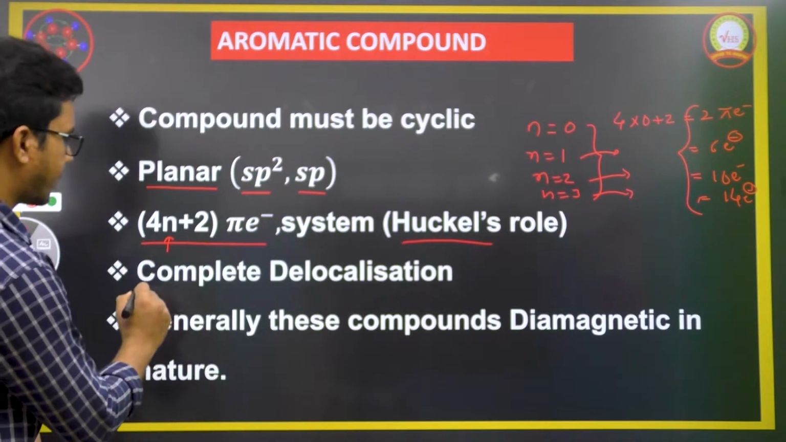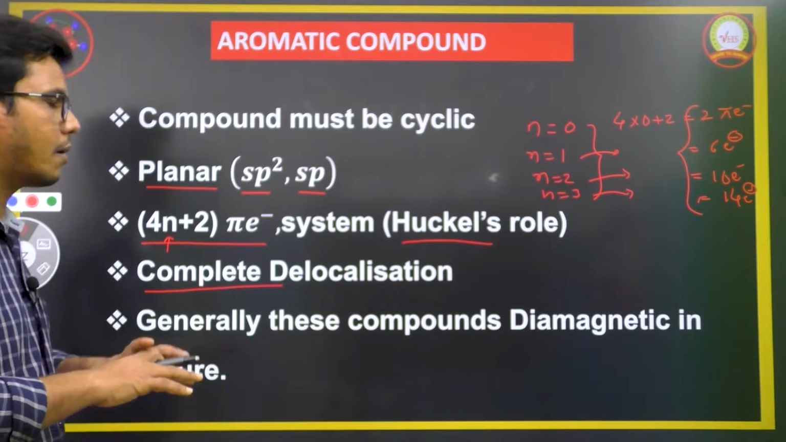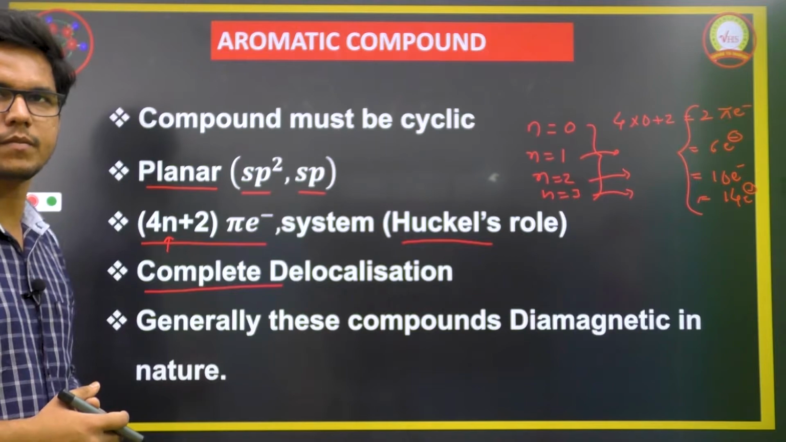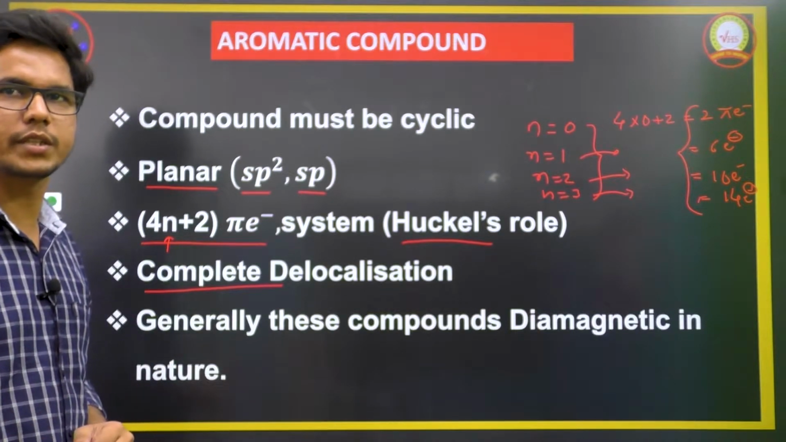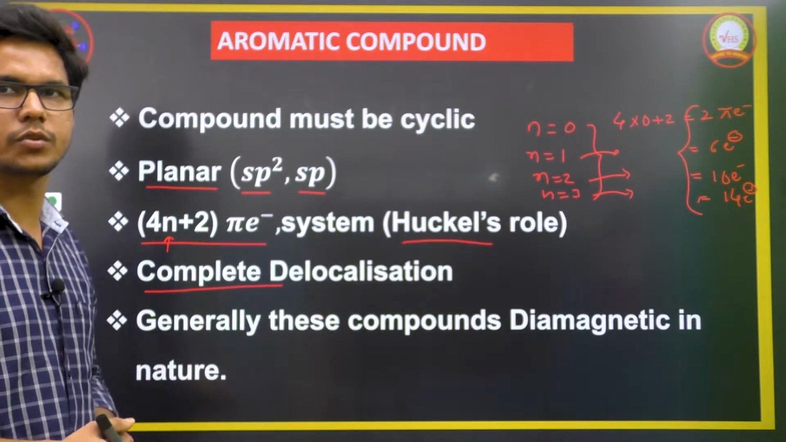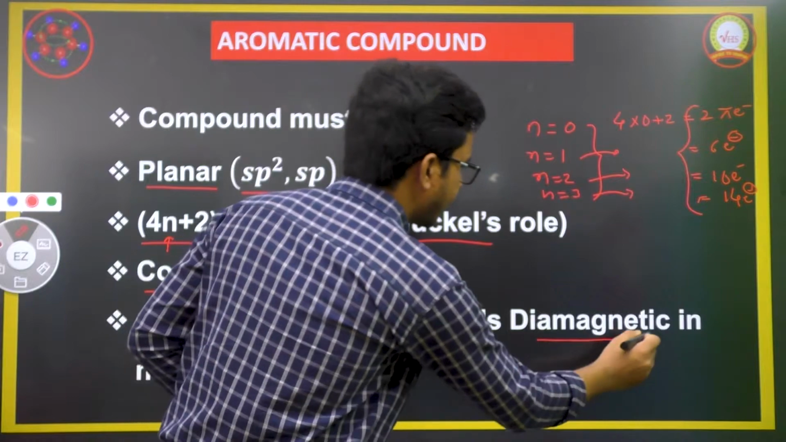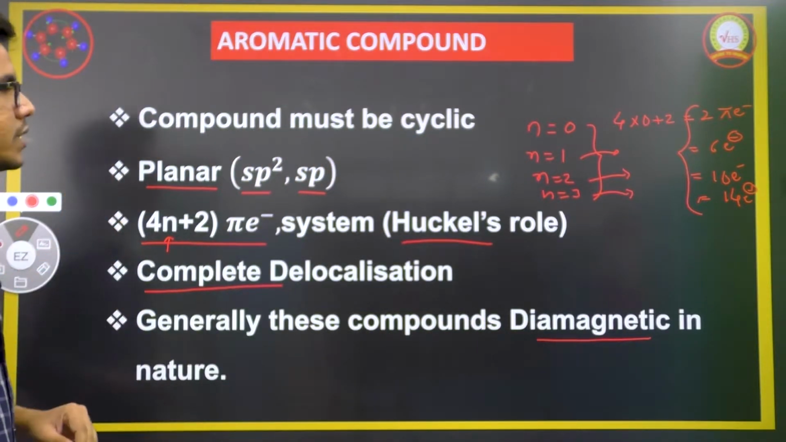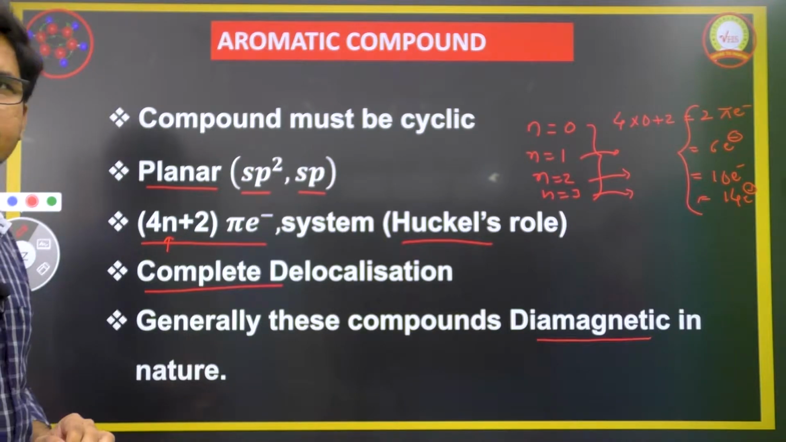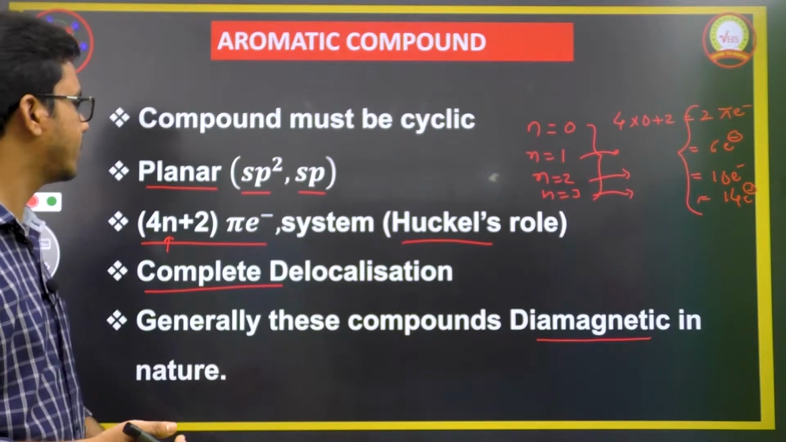Another condition for aromaticity is that complete delocalization should be there in the compound. Everywhere there should be a possibility of delocalization, that is, conjugation or resonance. Generally these compounds are diamagnetic in nature, but we are not going to discuss that. Those are the conditions required for a compound to be aromatic, and let us get into the next one.